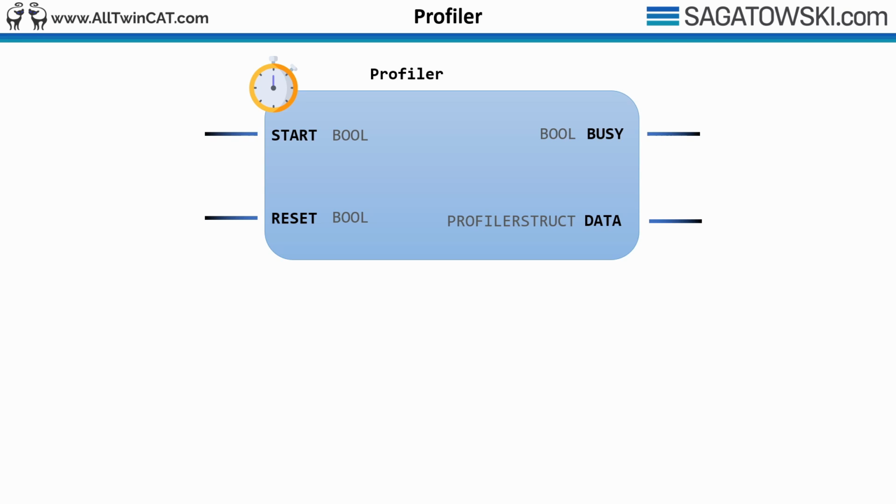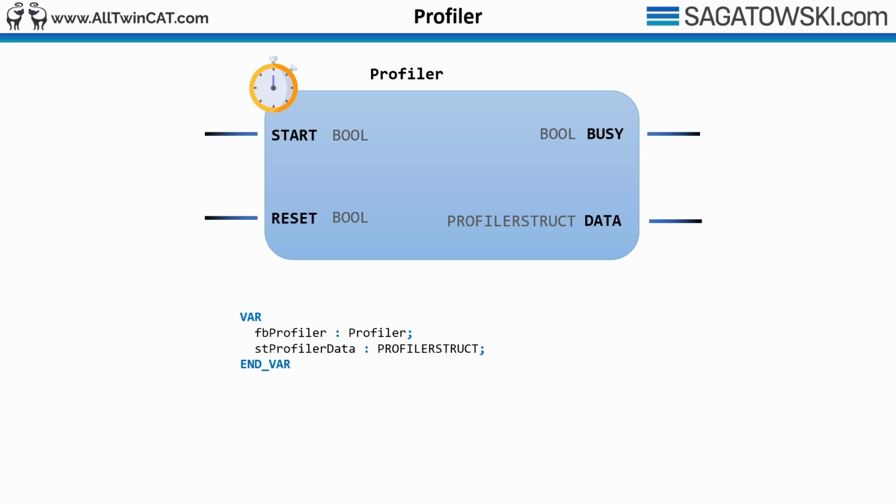The function block is fairly easy in its construction. There is 1 input for starting the measurement of the execution time and 1 input to reset the function block so that it's ready for a new measurement. The output busy is true until the measurement is completed, and once the function block is complete with the calculation, the output profiler struct provides all the measurement data.